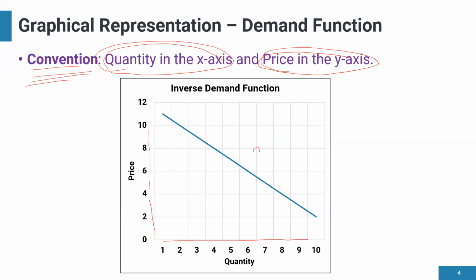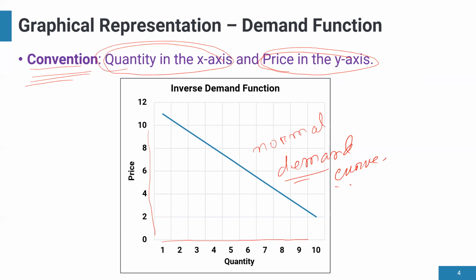So this is a normal demand curve. You see that when the prices are high, the demand is low. When prices are low, then demand is high. So this is the graphical representation of the demand function.